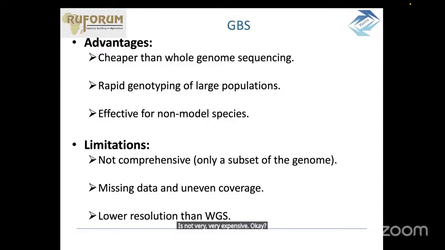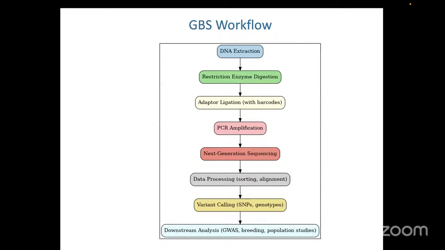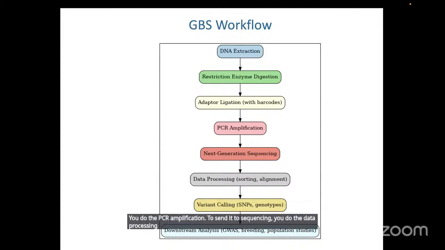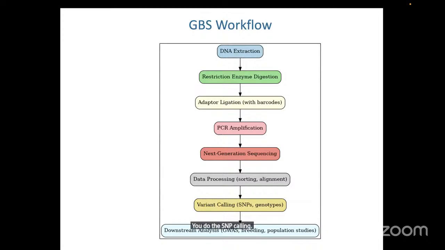What's the advantage? It's cheap. You can do rapid genotyping of large populations, and it's effective for non-model species. Limitations: not comprehensive enough, missing data and uneven coverage, lower resolution than whole genome sequencing. This is the workflow. You get your DNA, do the extraction, get your restriction enzyme, do the digestion, you get your adapter, you do the PCR amplification, you send it to sequencing, you do your data processing, you do the SNP calling, and do your downstream analysis.